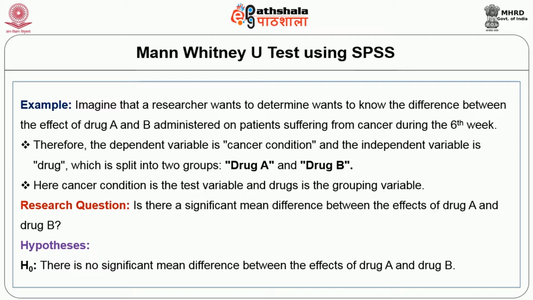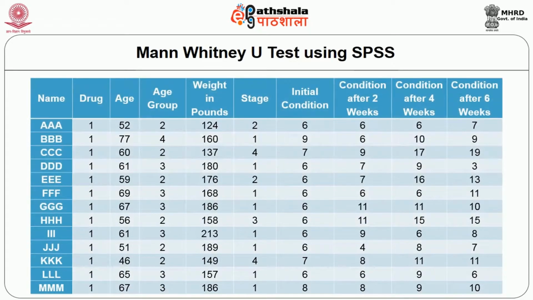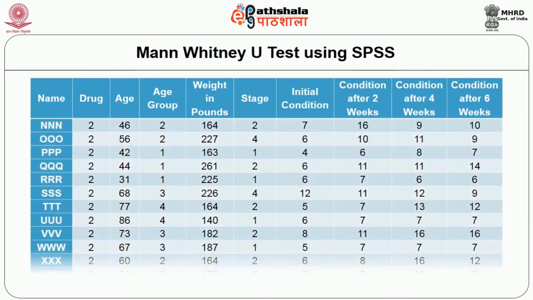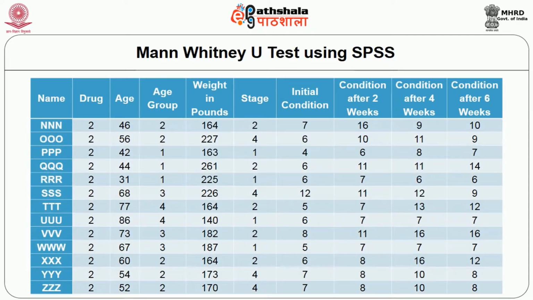The data sheet given below consists of responses of 20 respondents. The data includes name, drug type, age group, weights in pounds, cancer stage, that is initial condition, cancer condition after 2 weeks, cancer condition after 4 weeks and after 6 weeks. This data set will be used for our analysis.